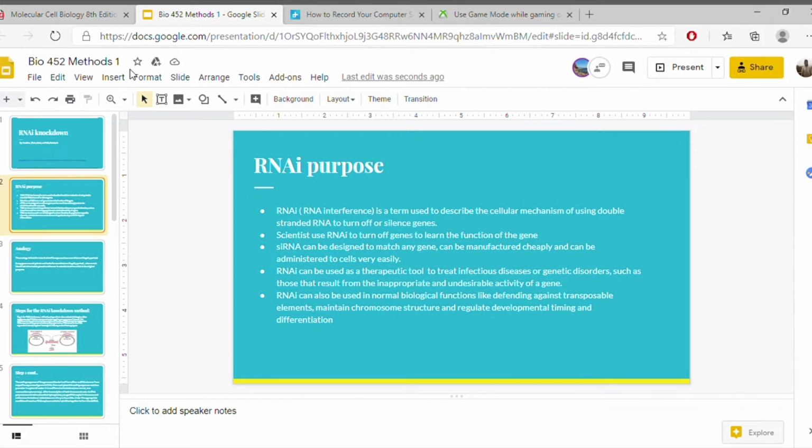Now, the reason why scientists want to do this is they want to use RNAi to learn the function of a gene by turning it off. So, for example, you turn off a certain gene, and the scientists can then figure out what the effect was of that gene on maybe the cellular, tissue, or even organismal level.